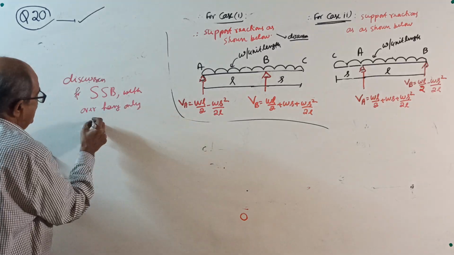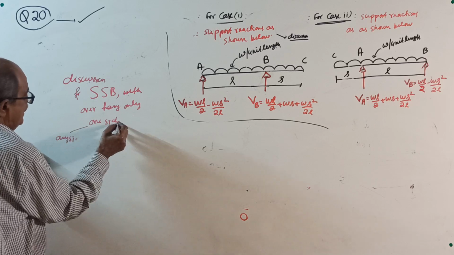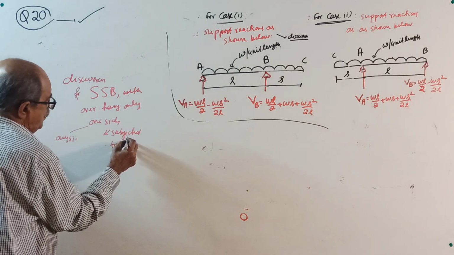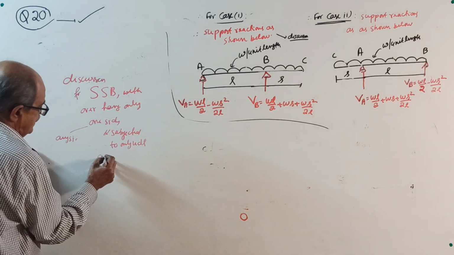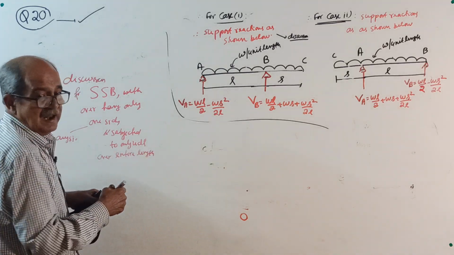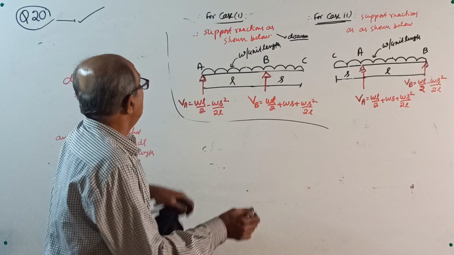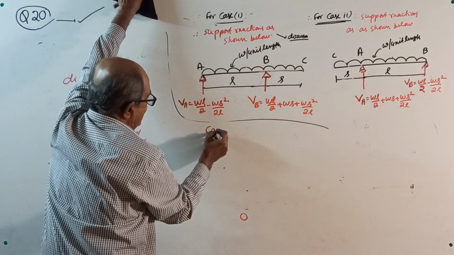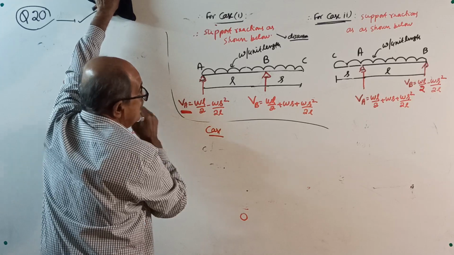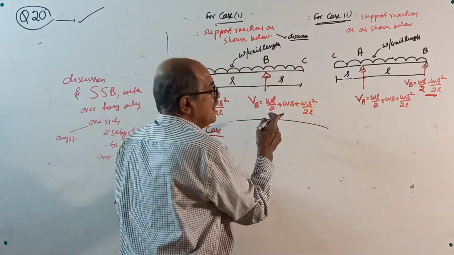only on one side, any side, it can be any side, and subjected to only UDL over the entire length, not all the span, over the entire length. Full length UDL is acting. In that case, come to case 1, right here. Our discussion is for VA. In case B, our discussion is VB. VA, this reaction we are not discussing.